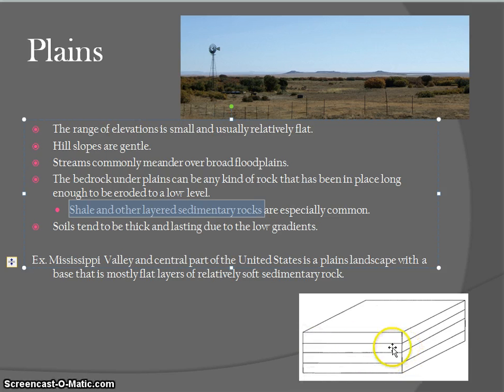So I was trying to show that in the plains areas you will have nice horizontal rock layers if you were able to see any exposed bedrock. And the soil, if you look here, the soil tends to be thick and lasting due to low gradients, meaning there isn't a whole lot of erosion going on, so the soils are able to develop and grow and get thicker and thicker over time. And again, in the plains areas, the best soil, and it's very, very thick.